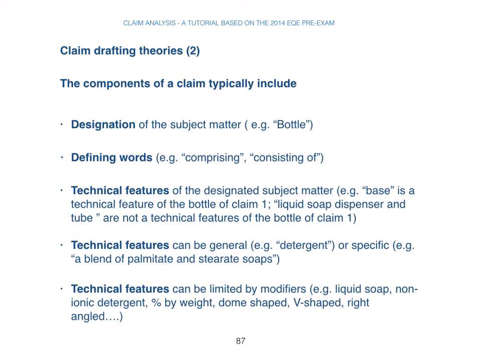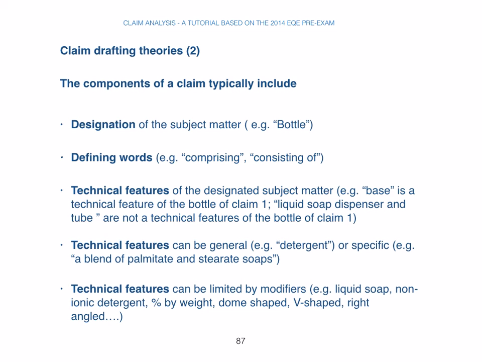We've noted also that technical features can be general, for example, the term detergent is a general term, or specific, for example, a blend of palmitate and stearate soaps. And we've also noticed that technical features can be limited by modifiers, for example, liquid soap, non-ionic detergent, percentage by weight, dome-shaped, V-shaped, right-angled, and so on. Modifiers are very important because they reduce the scope of the claim.